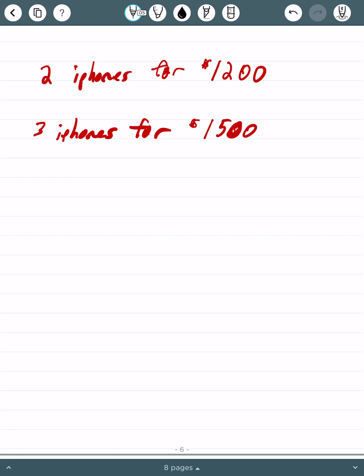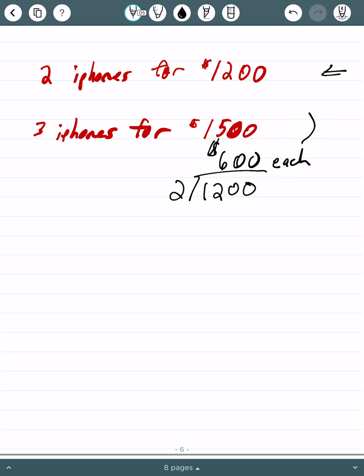All right, maybe they've got a special going at AT&T or Sprint or somewhere, and it's got 2 iPhones for $1,200, or they'll sell you 3 for $1,500. Again, that's less money. Yeah, I know, but you're getting less phones. We need to find the unit rate. I'm going to do $1,200 divided by 2, and I promise you that's $600 each. The unit rate on this one is $600 each.